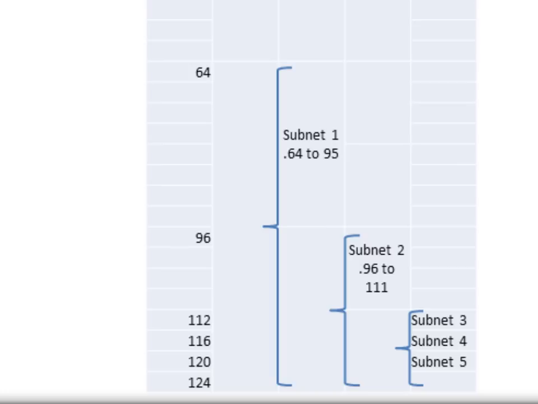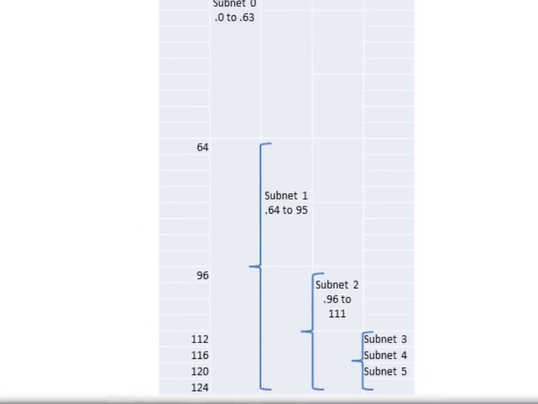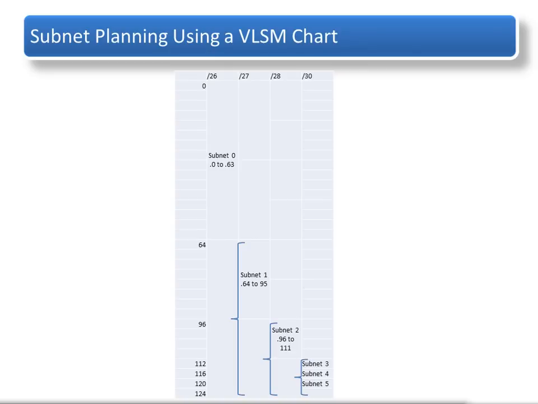Now I look at the last empty box, if you will, and I decide to break that box up into four equal subnets for my point-to-point links, and that ends up at my last column, the /30. Each time I divide my boxes in half, I reduce the number of hosts, but I also increase the number of subnets.